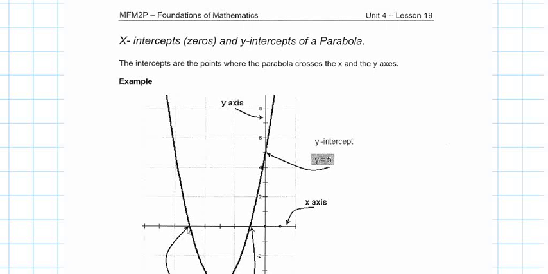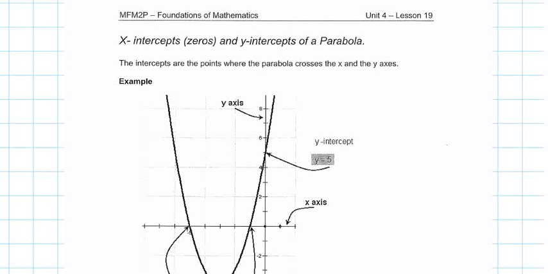Okay, so the other things that we need to know about the parabola are two things: the x-intercepts and the y-intercept. Okay, y-intercept means when the graph intercepts the y-axis, and the x-intercept means when the parabola intersects the x-axis.